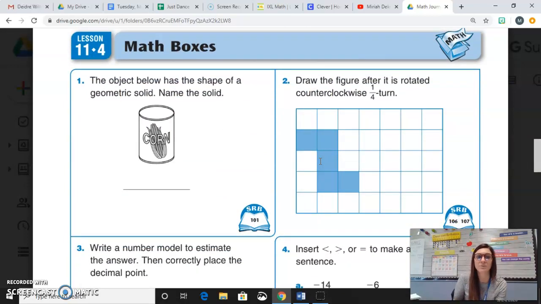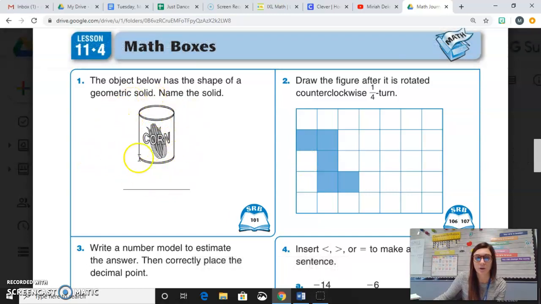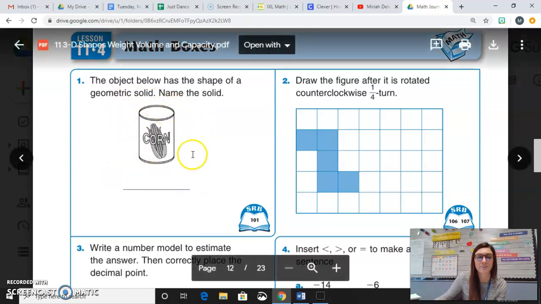Number 1 says the object below has the shape of a geometric solid. Name the solid. Go to your MCA packet and look at your solids if you don't know what this is called right here. We went over this, like a can of soup. What kind of solid shape is that? Go to your MCA packet if you don't remember.